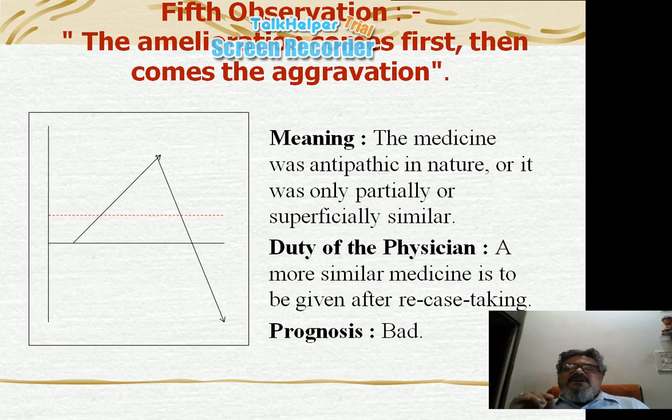This is only partially or superficially similar. You have to prescribe a more similar medicine after recasting. Prognosis is bad. So he is writing definitely antipathic in nature. Or it is a partially selected drug. You have to retake the case.